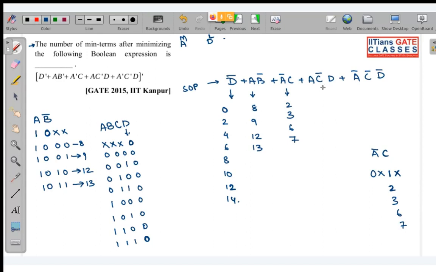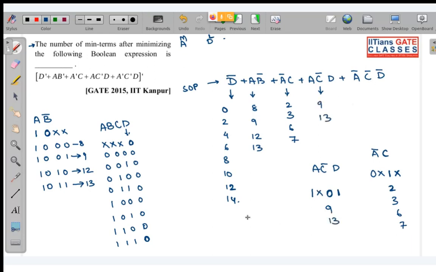Now what? This is ACD. So A, C complement D. So value of A is fixed, B we don't know, C is in your complement form, so that is 0, and D is 1. So obviously if you put 0, so this will be 9. If you put 1 over here, so that will be 13.